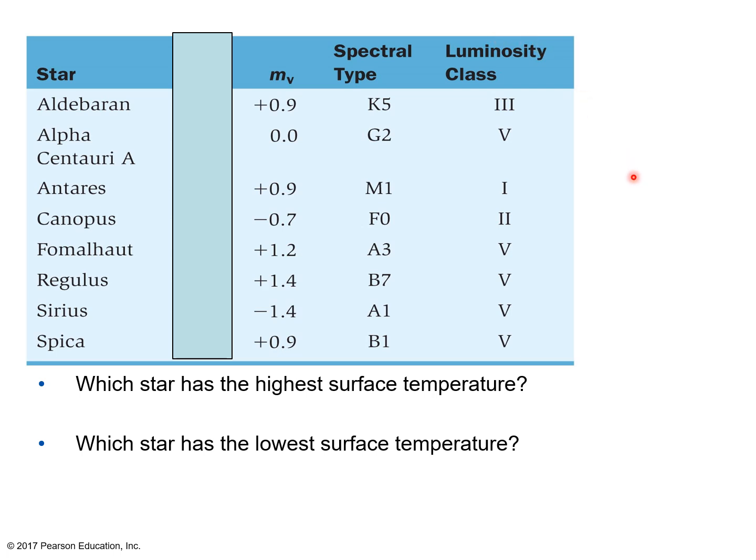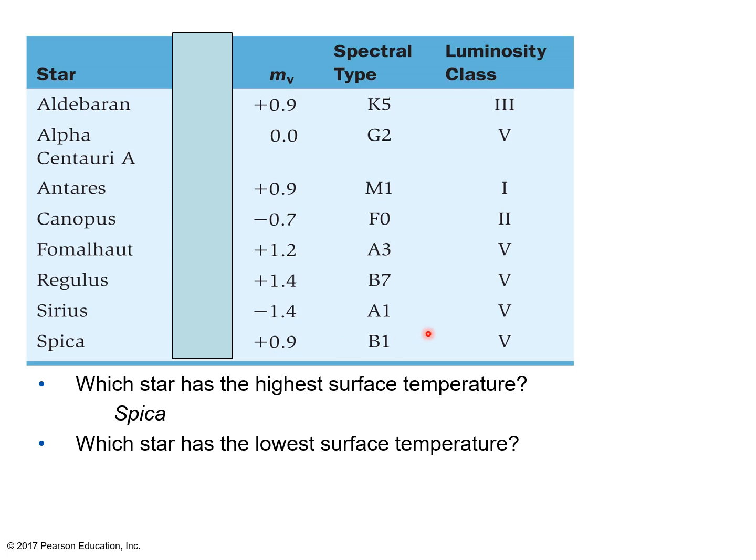So looking at this table, which star has the highest surface temperature? You might want to pause it for a minute and think about it. As you think about the surface temperature, remember that's related to the spectral type, and remember the spectral types O, B, A, F, G, K, M. So we look for O stars, and there are none. We look for B stars. We see a B1 and a B7. Then we remember that the subtype 1 is going to be hotter than 7, so the highest surface temperature is Spica.